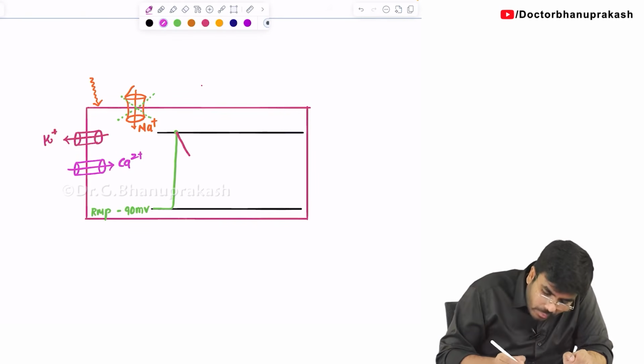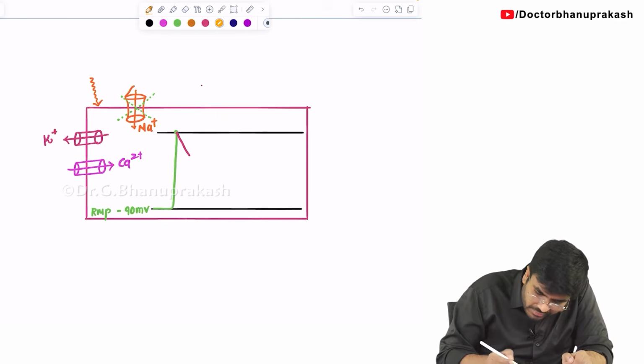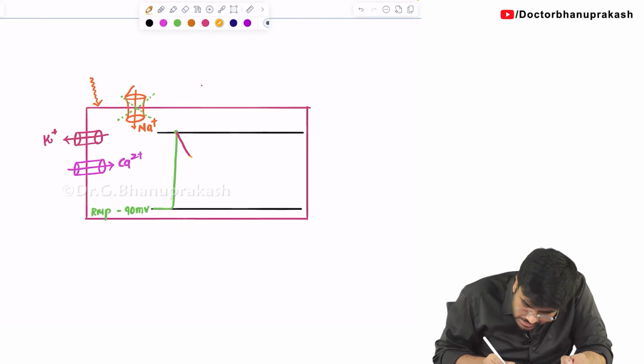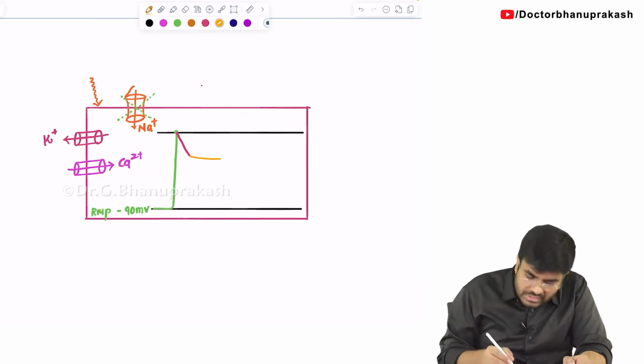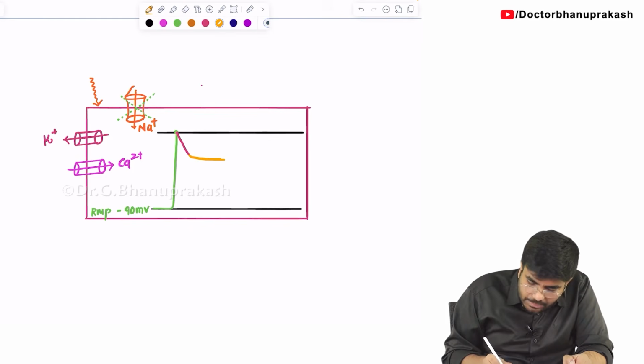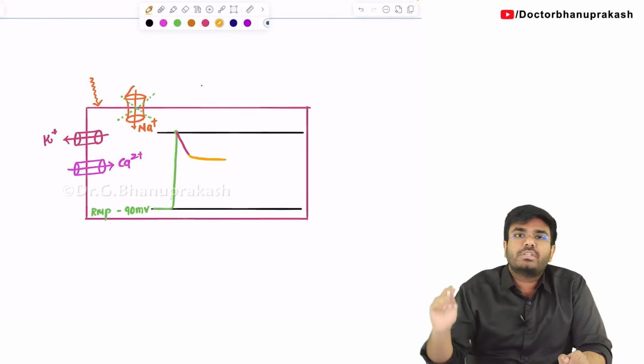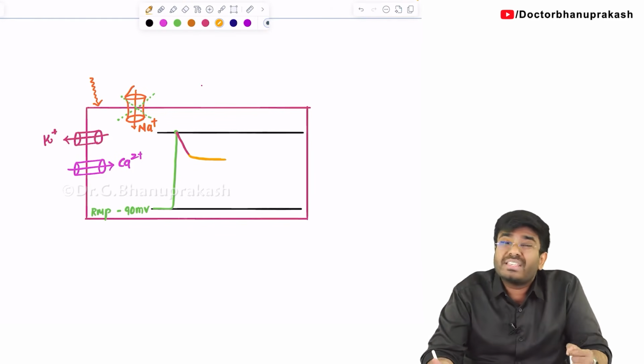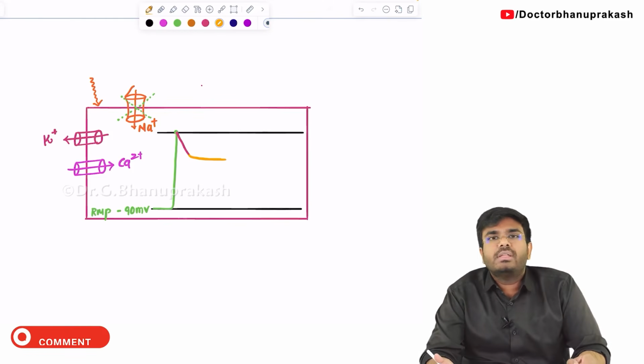So for a brief moment of time, the voltage within the cell is going to be like a constant, like a plateau. This phase which I am showing here in the yellow color, or you can say orange color, is called the plateau stage. Plateau stage is also called phase 2. That is due to the efflux of potassium as well as influx of calcium.